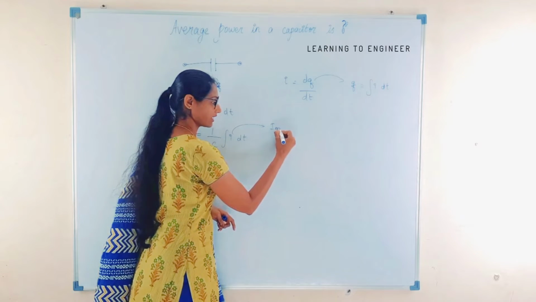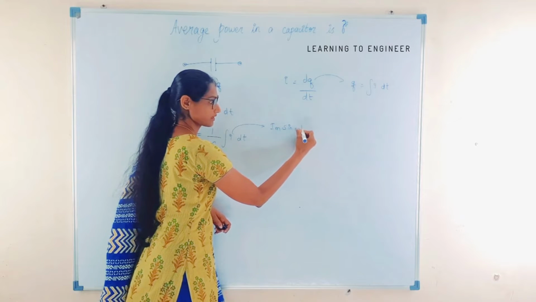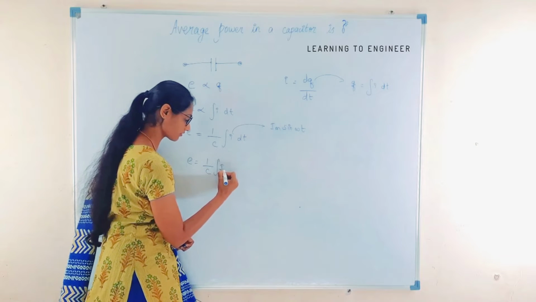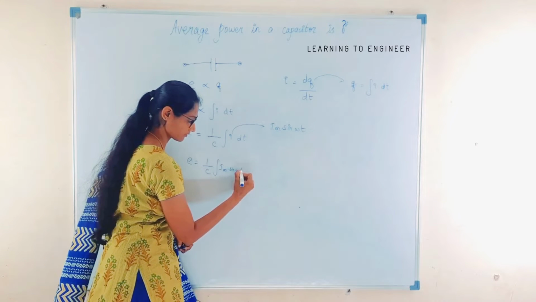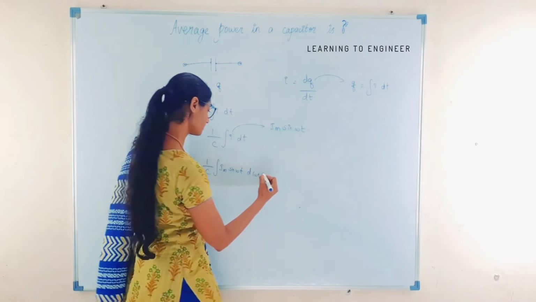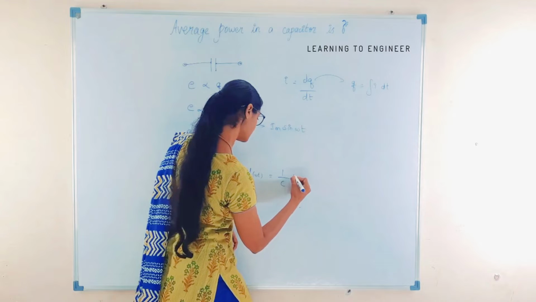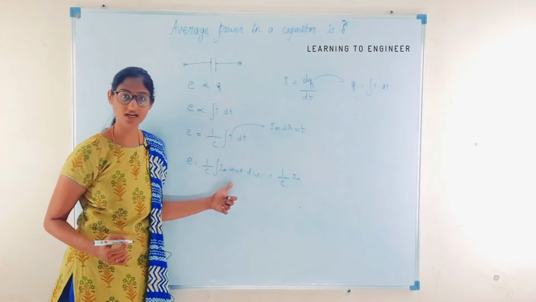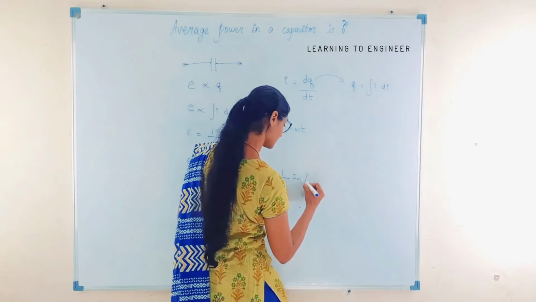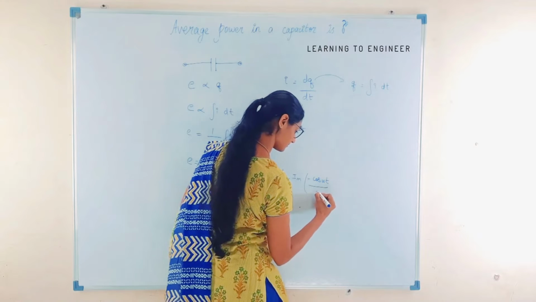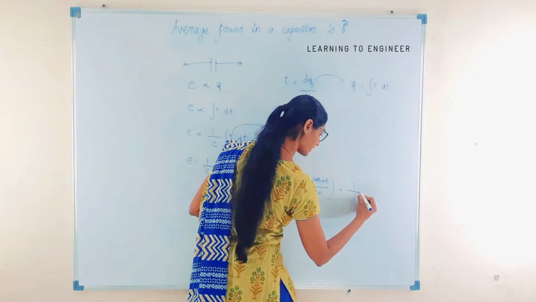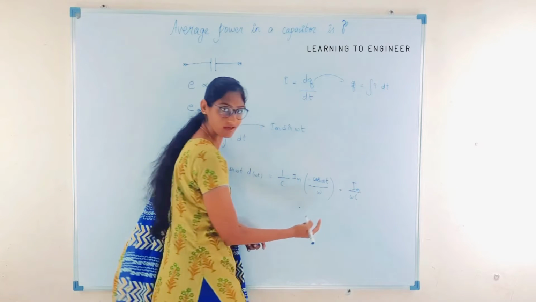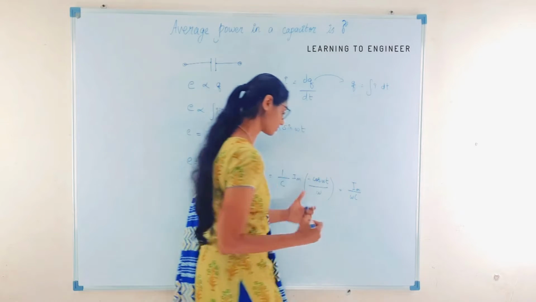I is equal to Im sin omega t. So, if we quickly substitute, we will get this as 1 by C into the integral of Im sin omega t d omega t. So, this is equal to 1 divided by C. Let me take the constant term outside the integration. So, integrating sin omega t, we will get minus cos omega t divided by omega, which is equal to 1 divided by omega C. Okay, I will make it as Im by omega C into minus cos omega t.